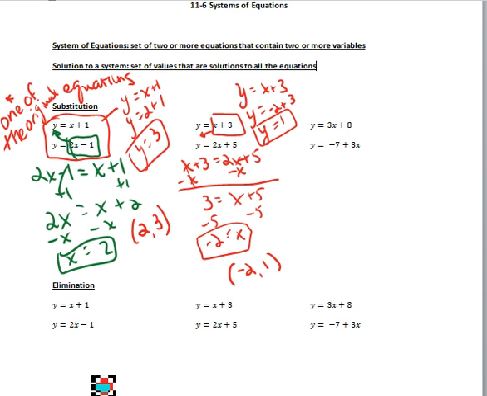I want you to try the last example on your own using the substitution method. We will talk about this in class, and we will go over it. If you need help on the substitution method, please look at the linked videos.